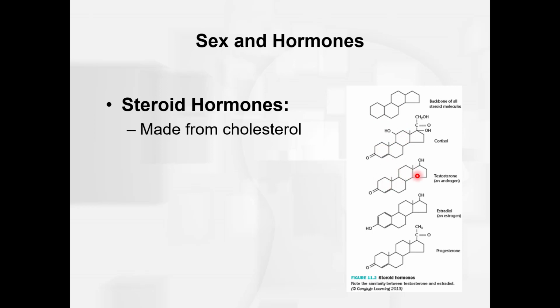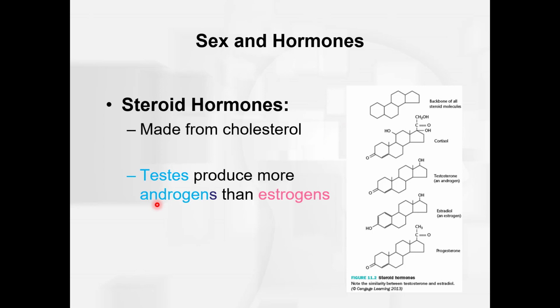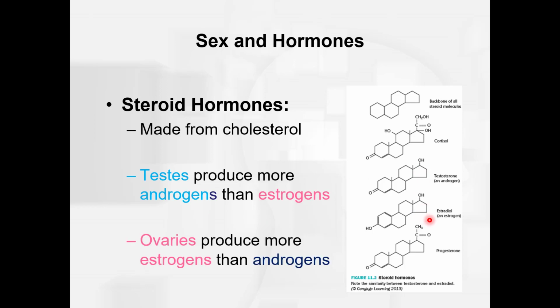And so testosterone is a type of androgen, and estradiol is a type of estrogen. And then progesterone we'll come back and talk about later on as well. But I hope you notice the similarity between all of them. They're all made from cholesterol, and the testes are going to produce more androgens than estrogens. Androgens are one type of sex hormone, and estrogens are another. Now our ovaries produce more estrogens than androgens. And again, I've tried to color code them here a little bit.